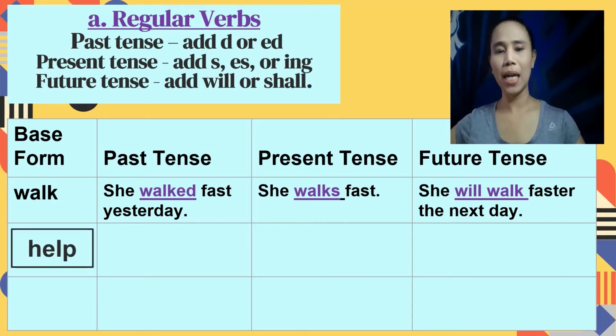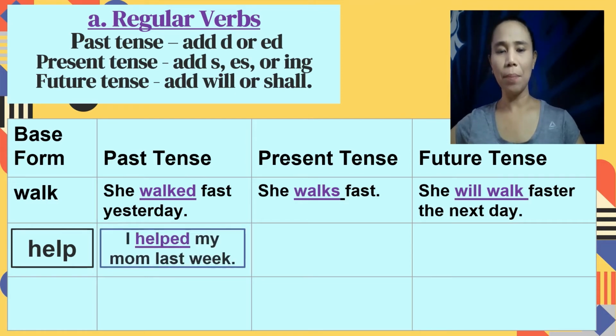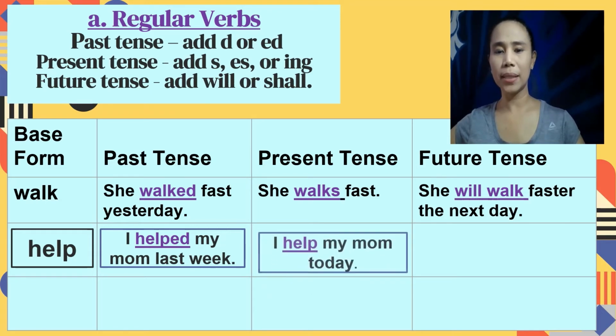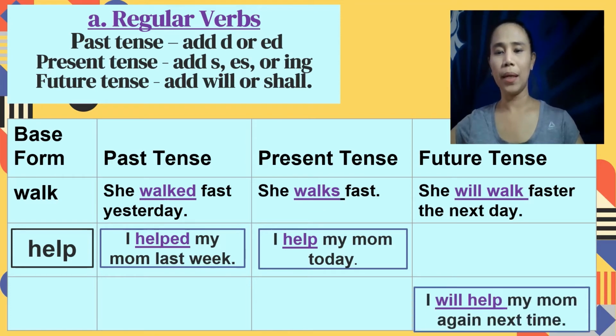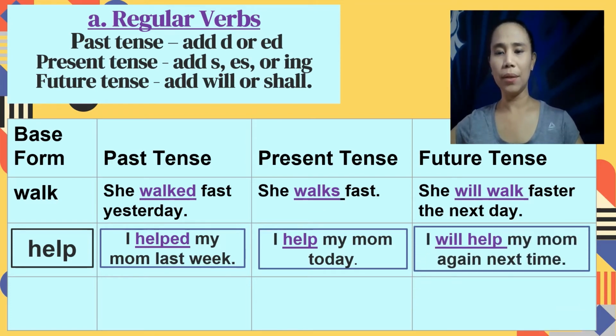How about when we say help? The base form is help. So we can have this example. I helped my mom last week. So that is in the past tense, and then for the present, we can just say I help my mom today. So you could see that there's no s anymore because I usually get a plural verb, okay? And then in the future, we can say I will help my mom again.